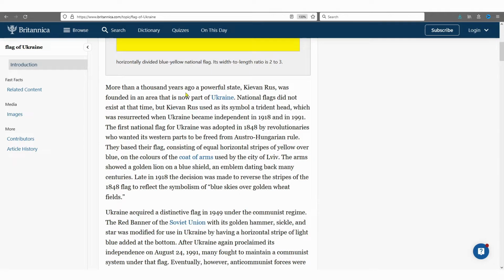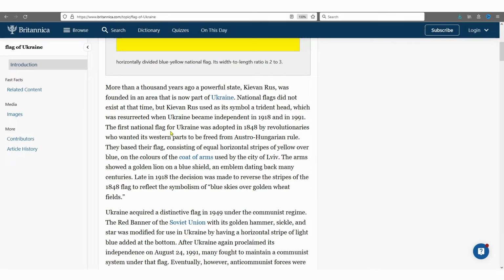More than 1,000 years ago, a powerful state, Kiev in Rus, was founded in an area that is now part of Ukraine. National flags did not exist at the time, but Kiev in Rus used as its symbol a trident head, which was resurrected when Ukraine became independent in 1918 and 1991. Now this trident head is used as the coat of arms of Ukraine. We'll be taking a look at that in a few minutes.